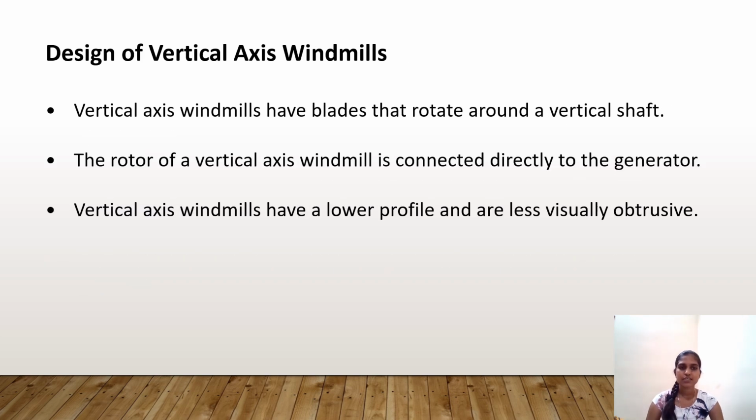Next, we can discuss the design of vertical axis windmills. Vertical axis windmills have blades that rotate around a vertical shaft. The rotor of the vertical axis windmill is connected directly to the generator. Vertical axis windmills have a lower profile and are less visually obstructive, and they can be designed in a vertical shape or in the shape of an egg beater.